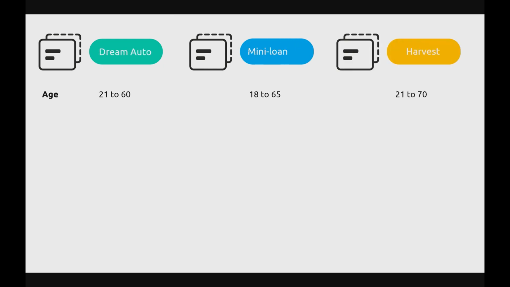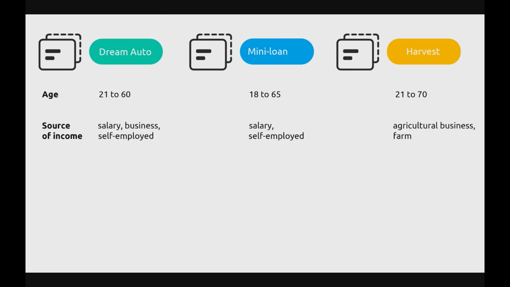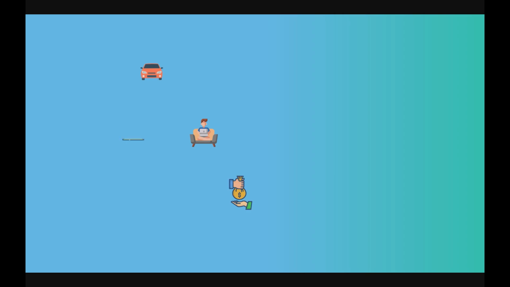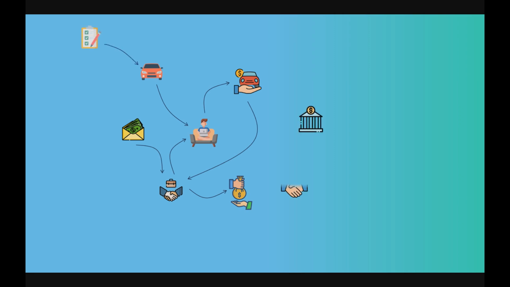The bank has several loans, each with its own description. Some parameters apply only to certain products. For example, not all loans have guarantor requirements. Other properties, such as income source or collateral, can have multiple values. Of course, we have simplified the example. Real-world problems involve hundreds of object types and thousands of property types.